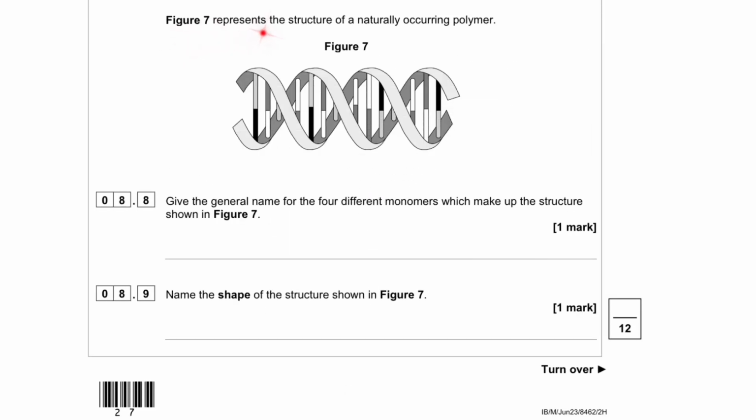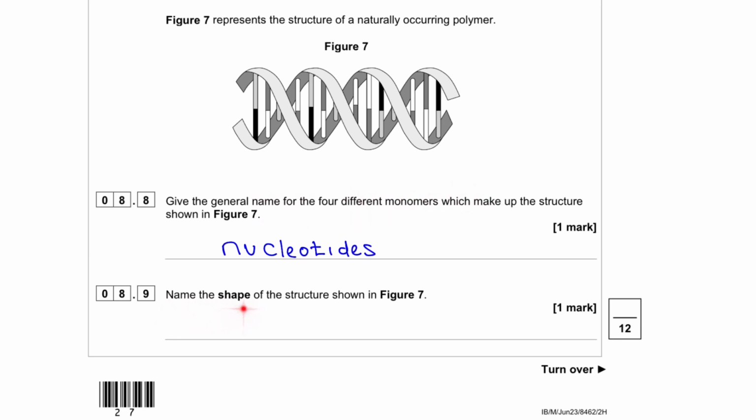Figure 7 represents the structure of a naturally occurring polymer. Question 8.8. Give the general name for the 4 different monomers which make up the structure shown in figure 7. The 4 different ones we're talking about will be the C, G, A, T, and they are a makeup of a nucleotide, which has a phosphate group, a sugar group, and the base. So the 4 different bases are what make up these different monomers.